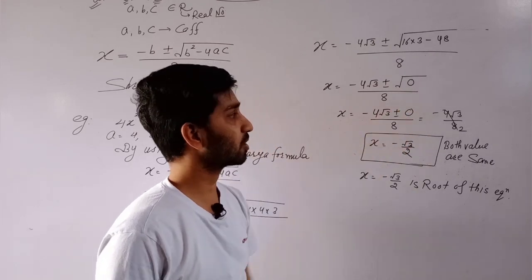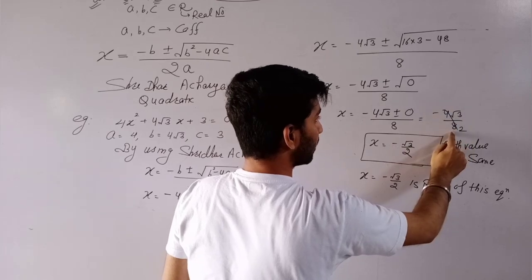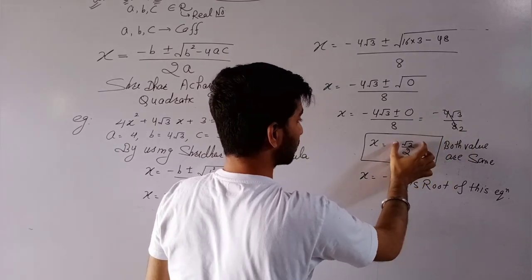16 times 3 is 48, minus 48 is 0. So minus 4 root 3 plus minus root 0, divided by 8. By adding 0 or subtracting 0, there is no effect, so minus 4 root 3 divided by 8. 4 times 2 is 8, so with that, h is minus root 3 by 2.